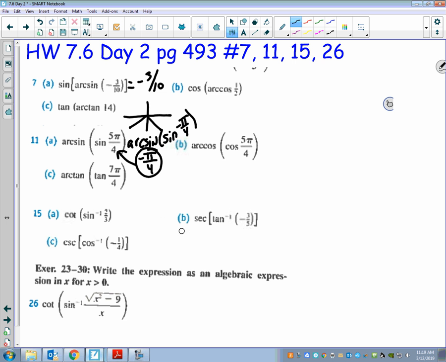When you get to 15, these are ones where you can draw your picture, right? Like draw your triangle. If they give you inverse sine of 2/3, that's telling you, oh, that's a terrible picture. 2/3 means opposite is 2 and hypotenuse is 3. So you can solve for this side. And then this is your angle. Find the cotangent of that. Okay, so these shouldn't take too long to do.